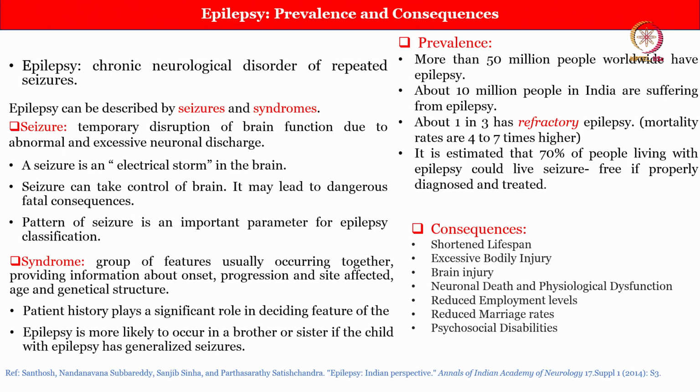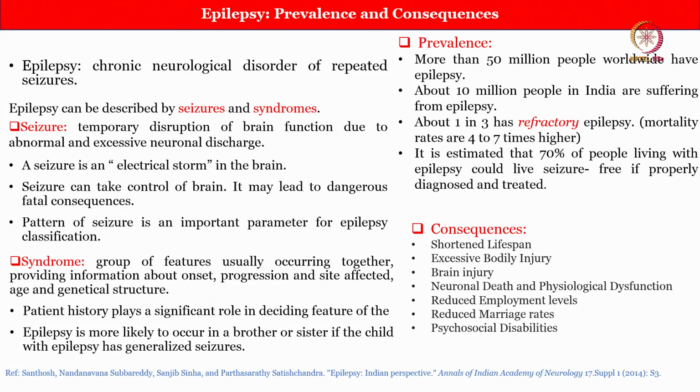So, if you see the screen, when we talk about epilepsy, let us talk about prevalence and consequences. First, epilepsy is a chronic neurological disorder of repeated seizures. Epilepsy can be described by seizures and syndromes. What is a seizure? A seizure is nothing but a temporary disruption of brain function due to abnormal and excessive neuronal discharges. Okay. So, this is because of the neuronal discharges. A seizure is like an electrical storm in the brain, alright.